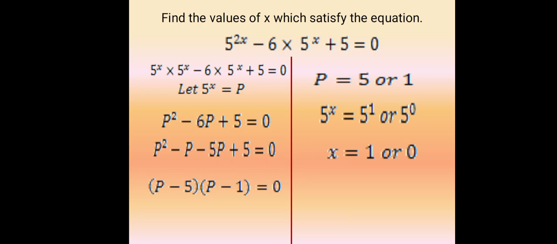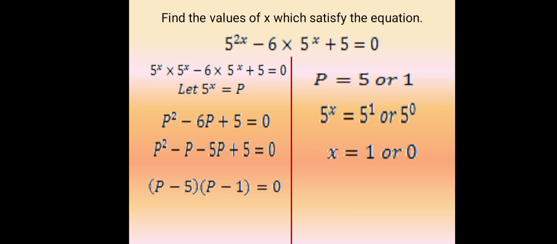Find the values of x which satisfy the equation 5 raised to the power of 2x minus 6 multiplied by 5 raised to the power of x plus 5 is equal to 0. Now what we shall do here is try to break that equation. 5 raised to the power of 2x is the same as having 5^x multiplied by 5^x.